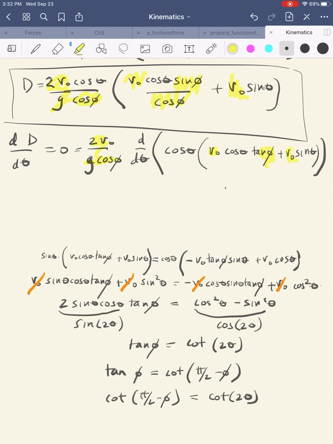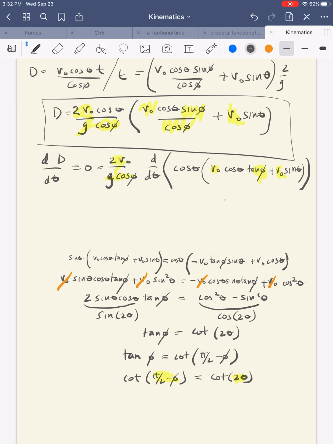And then whatever is in the argument is equal. So what I get then is pi over 2 minus phi equals 2 theta, or theta equals pi over 4 minus phi over 2, and dang it, I am solving for theta. All right, that's it, good. So this distance d is maximized when theta is equal to 45 degrees minus phi over 2.